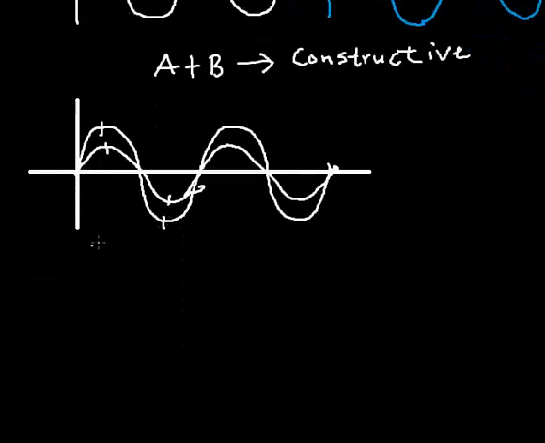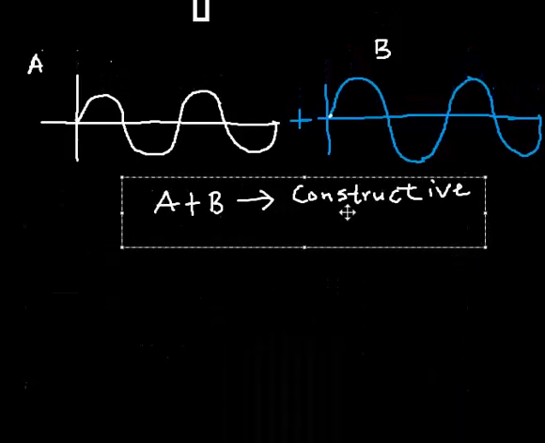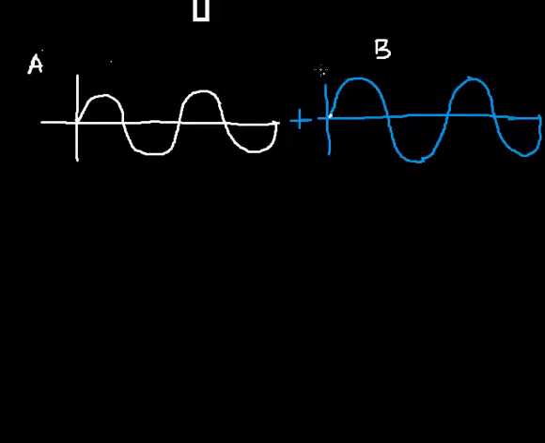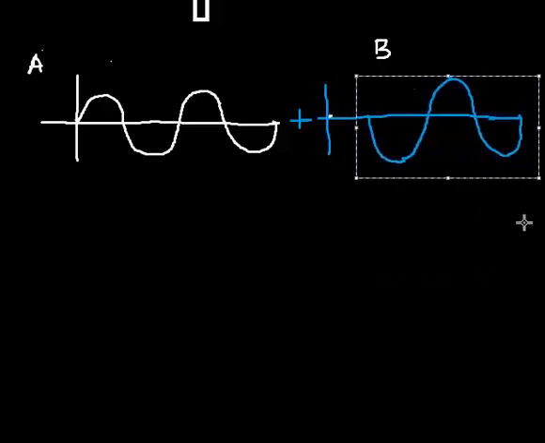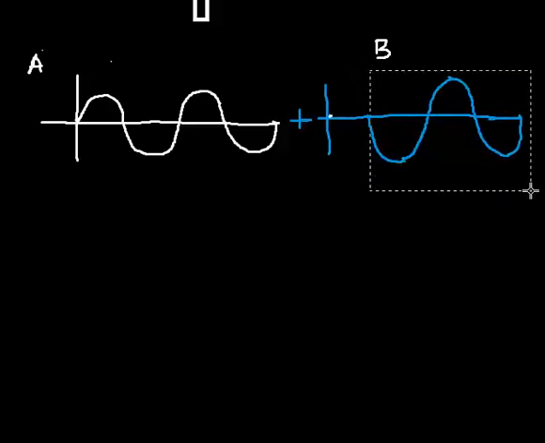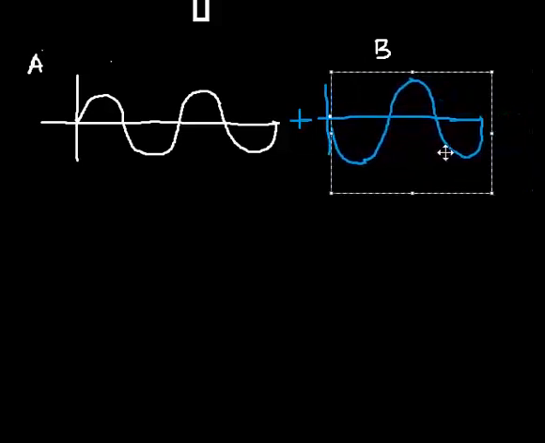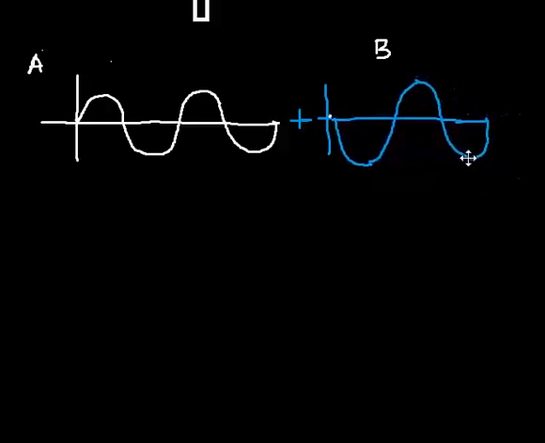But the situation where wave A and wave B is 180 degrees out of phase. The phase difference of wave A and wave B here is just zero. Okay, they are 0 degrees out of phase. But the situation where I have wave B 180 degrees out of phase. Let's look at something of this nature. Wave B is actually starting at this. Okay, something of this nature.